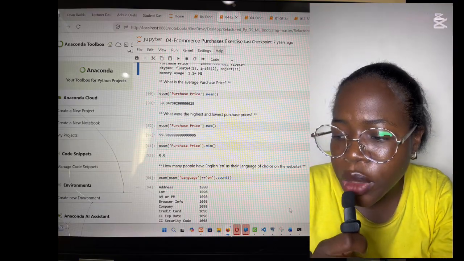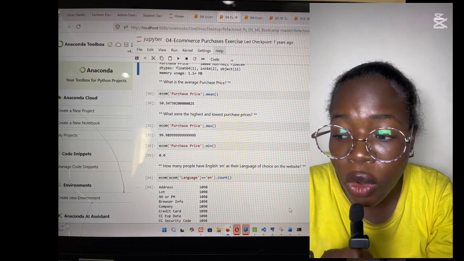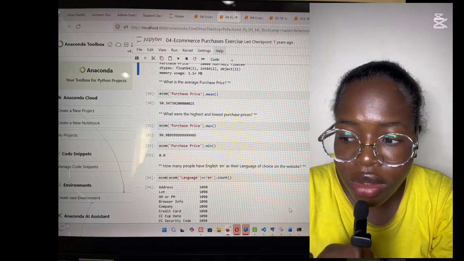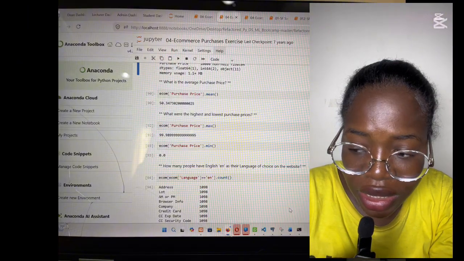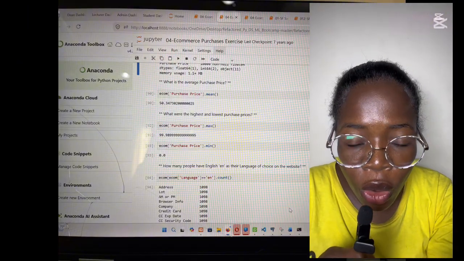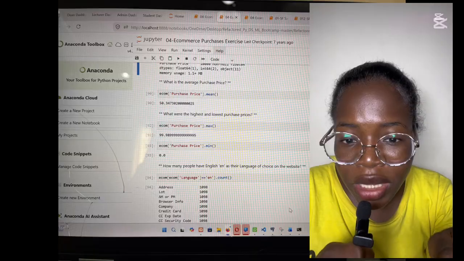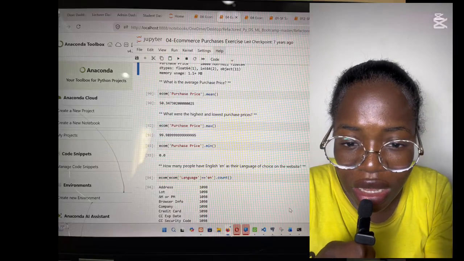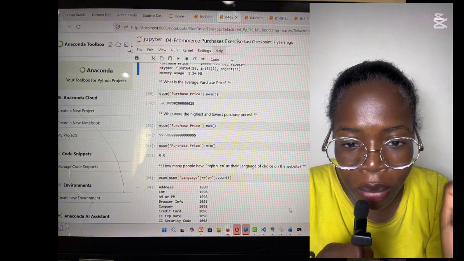What is the average purchase price? We use the command ecom purchase price.mean, where ecom calls the entire data set, which is the e-commerce data set, and then we call the column called purchase price dot mean, meaning that we want to calculate the mean or the average of all values in the purchase price column.